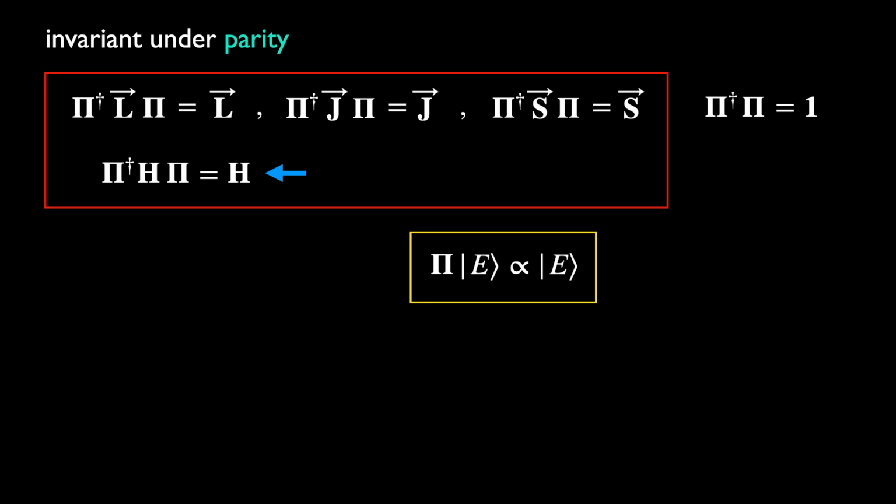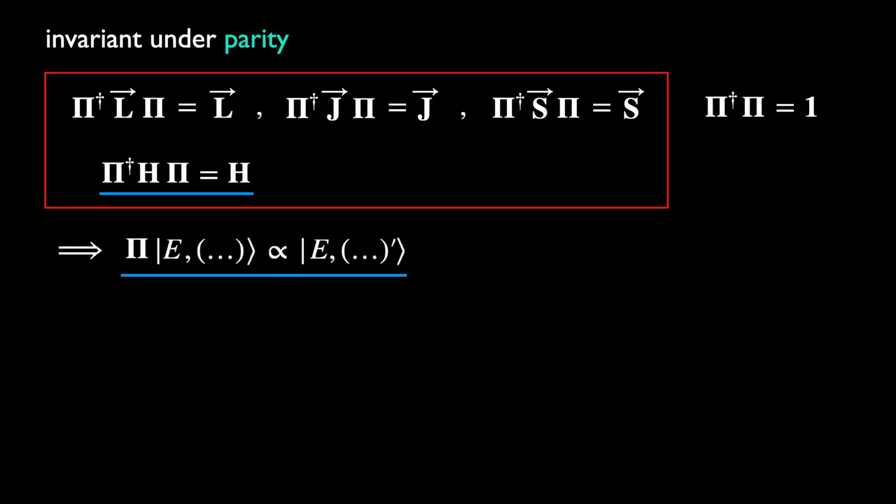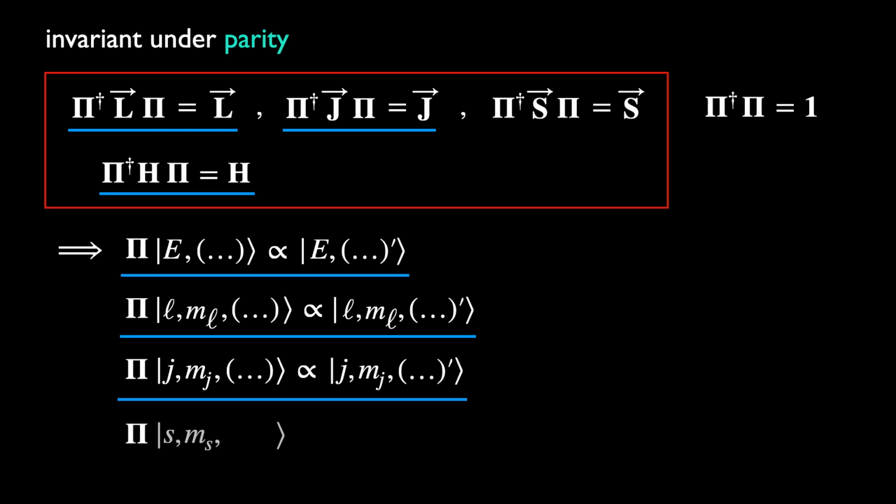But in general, the situation may not be that simple, since the operator pi may change the other aspects of the state in a non-trivial way, even as it keeps the energy invariant. Our argument can be applied directly to all the other observables that are invariant under parity, like the orbital angular momentum with its eigenstates Lm, the total angular momentum, and the spin states.